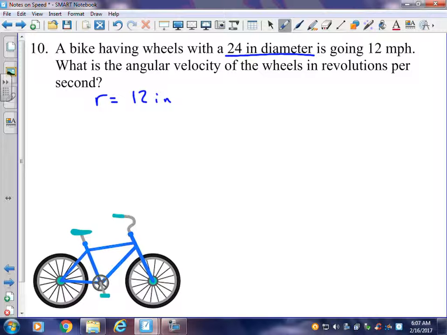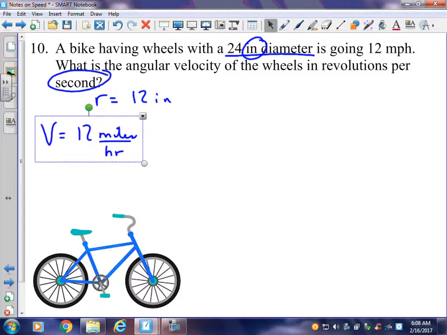Now miles are measured in a straight distance, so that makes it your velocity: 12 miles over hours. And it says, what is the angular velocity in revolutions per second? In order to get revolutions, you need radians. In order to get radians, you need to get your units straightened out. So this is in inches, and this is in seconds. So our miles per hour is way off in terms of units.